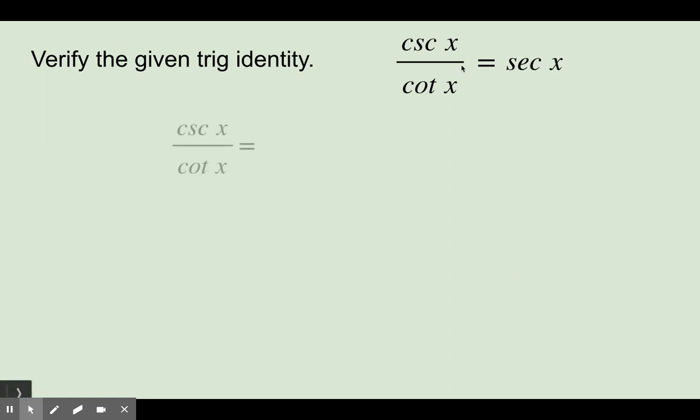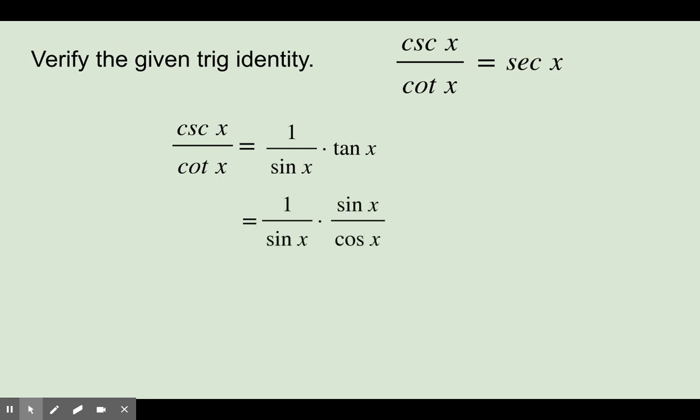So let's start at cosecant over cotan, and let's just work our way through and see if we get a secant. So we start at the beginning and see if we can come to the end. Cosecant over cotan: cosecant is 1 over sine. 1 over cotan is tan, right? And then I'll change tan into sine over cosine. I'll divide out the sines, and I'm left with 1 over cosine, and 1 over cosine equals secant.